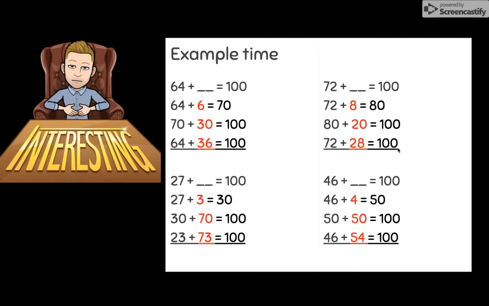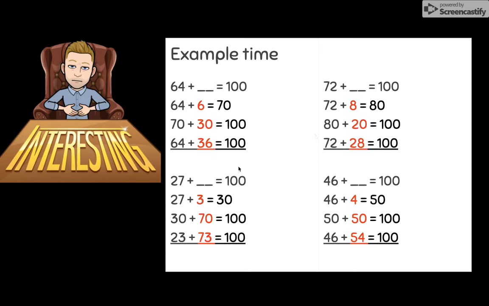Second example over here. 72 plus what equals 100. So again, I want to make a tidy number. I've gone 72 plus 8. And that's taken me to 80. And I've got 80 plus something equals 100, 80 plus 20 equals 100. So in total, how much have I added on to get it to 100? I've gone 72 plus 8, and I've added on another 20. So in total, I've added 28 to 72 to get it to 100.